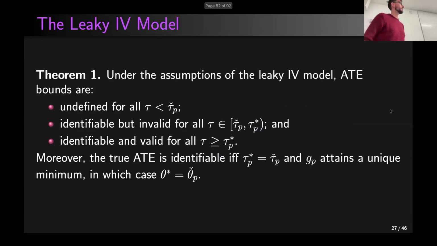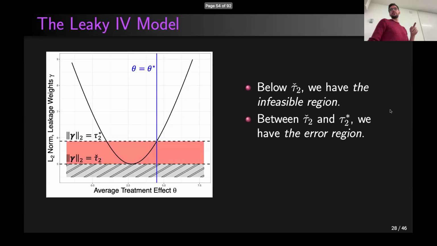So go back to this theorem for a second. We've got a 3 partition of the space in terms of tau check and tau star. Moreover, the true ATE is point identifiable if and only if tau star equals tau check. So if there's a collapse of these two things, and GP attains a unique minimum, in which case theta star just is theta check. That's going to be a measure zero event, but it's worth defining. This is actually going to be a clue for how we test exclusion later.